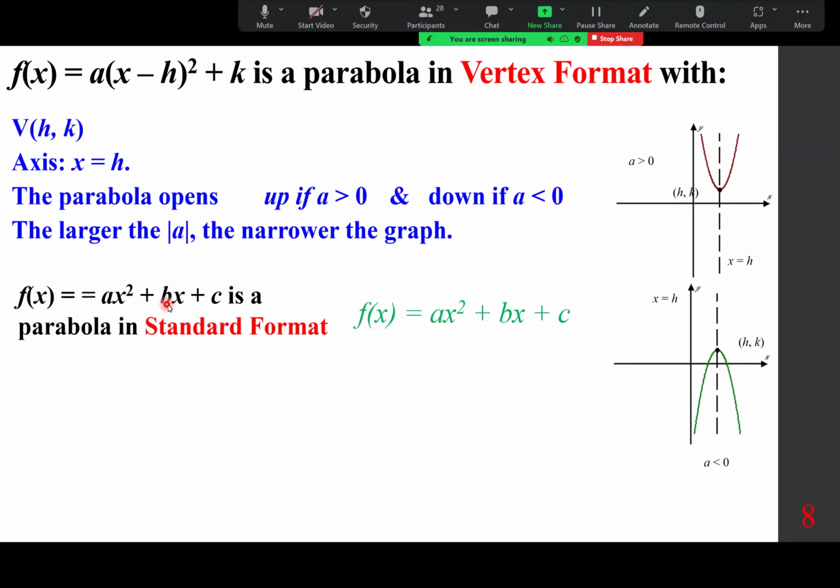This is the standard form. F of x is ax squared plus bx plus c, the parabola in standard form. The vertex is located at minus b over 2a, and then we plug in to find f of minus b over 2a.